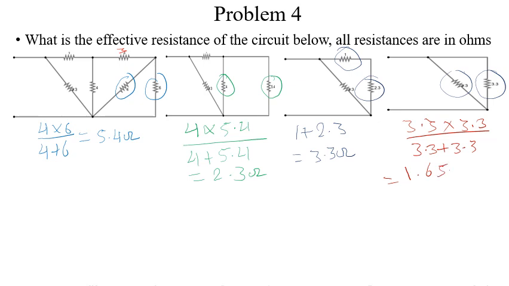So our final answer becomes 1.65 ohms. So this is simply how we solve this circuit, although it started as a complex circuit, we ended up solving it to become a very simple circuit that we can all analyze. So we can say our RT here is equals to 1.65 ohms. This is our answer over here.